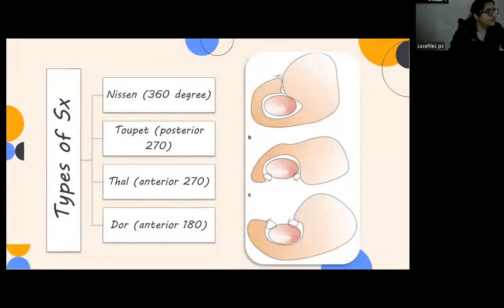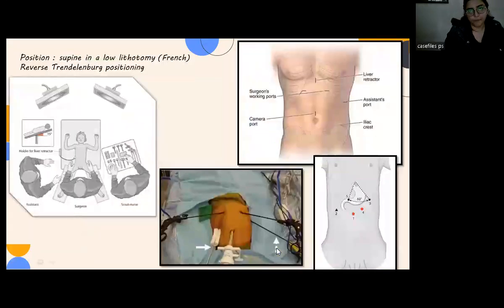There are various kinds of surgeries which have been defined for GERD. These include Nissen, Toupet, Thal, and Dor fundoplication, in which, as you can see, in Nissen there is a 360-degree wrap. In Toupet, there is a 270-degree posterior wrap, and in Thal, there is an anterior 270-degree wrap.